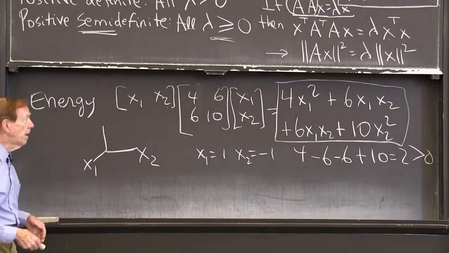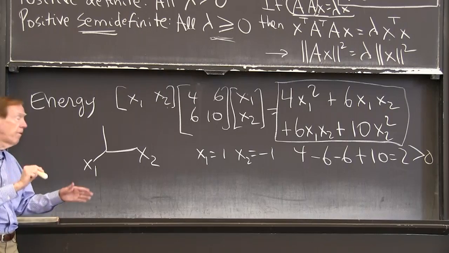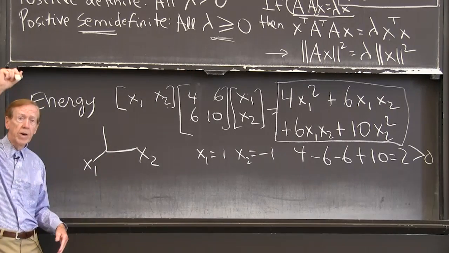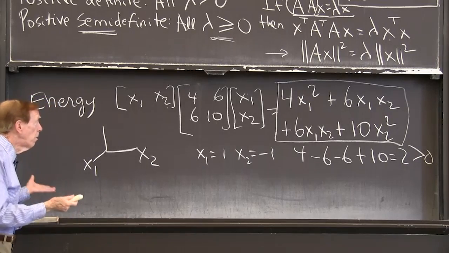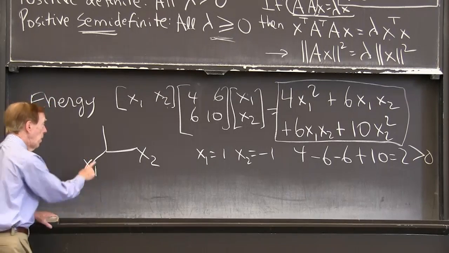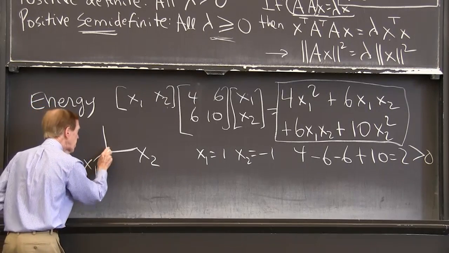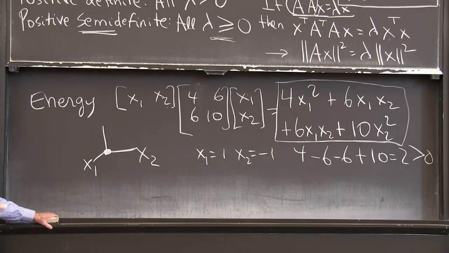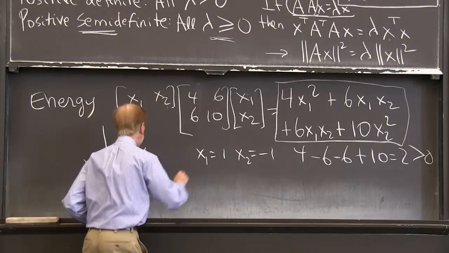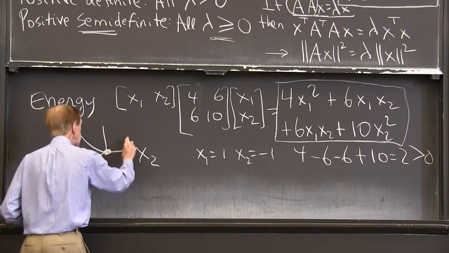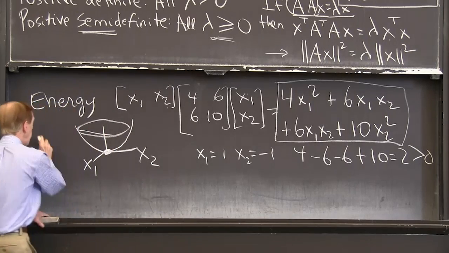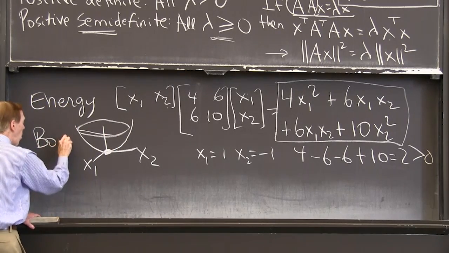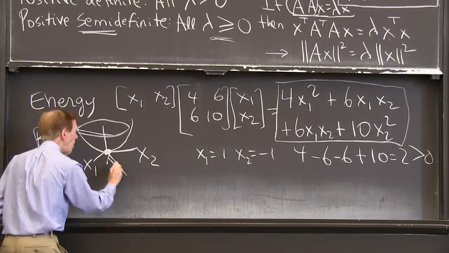If I graph that, I have an x and a y and a function z, that function of x and y. What kind of a graph does it have? When x1 and x2 are 0, it's there. When x1 and x2 move away from 0, it goes positive. That graph is like that. It's sort of a bowl. And I have a minimum.